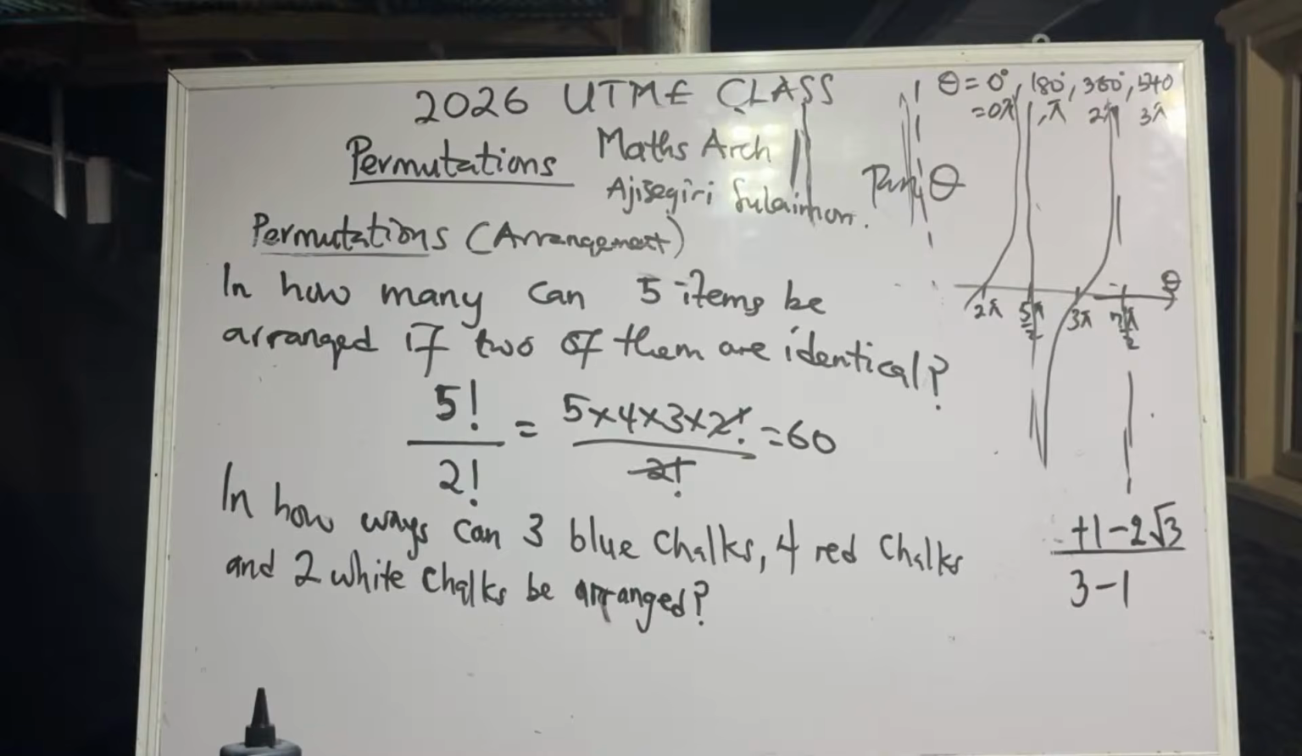Okay, let me just give you hints on what to do. How many chalks do we have in general? In total, we have 9 chalks. That would be 9 factorial, just the way I said we have 5 items earlier. You see those 3 blue chalks, they're identical. That's why I put them as 3 blue. So that would be over 3 factorial, 4 red chalks, 4 factorial under, and 2 white chalks, 2 factorial under. So you do that and you get your answer. So that will be 9 factorial over 3 factorial, 4 factorial, 2 factorial. So what do you get?